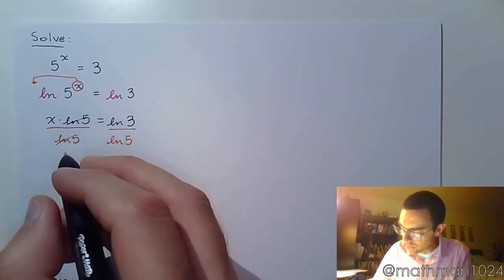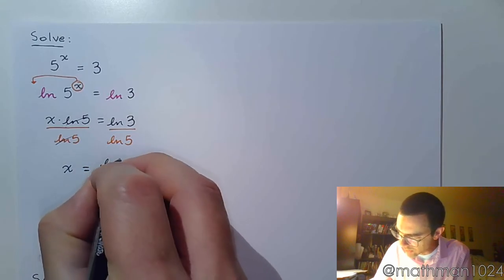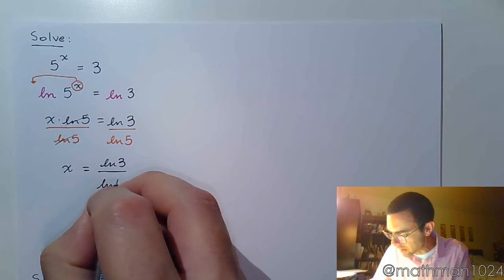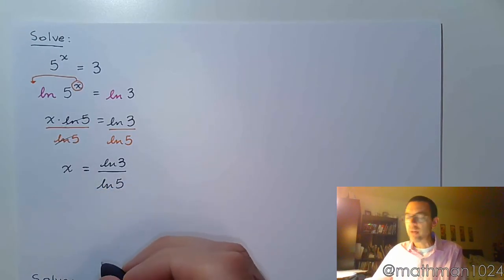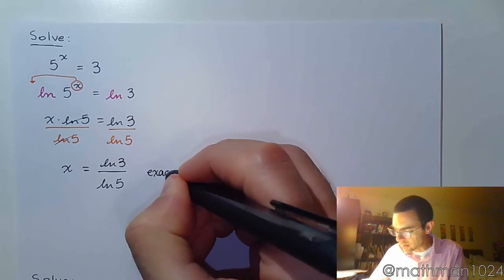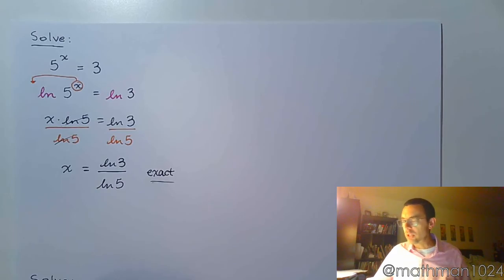So these guys reduce, and x is equal to the natural log of 3 divided by the natural log of 5. Now, one thing to note here is that that's an exact value. The natural log of 3 divided by the natural log of 5 is exact.